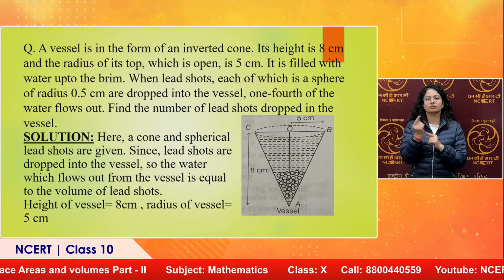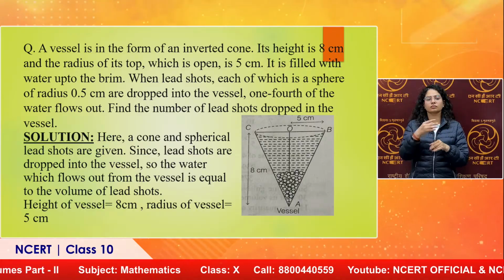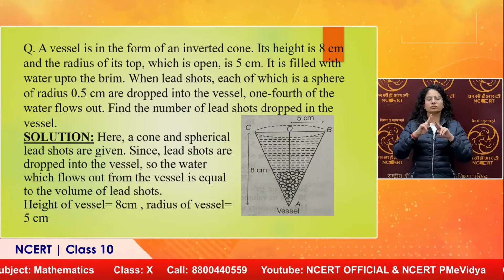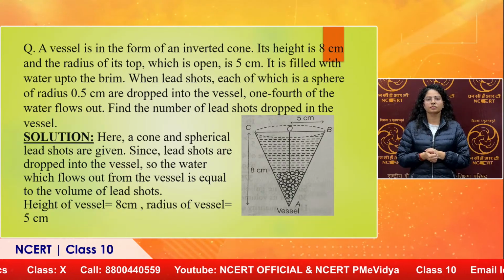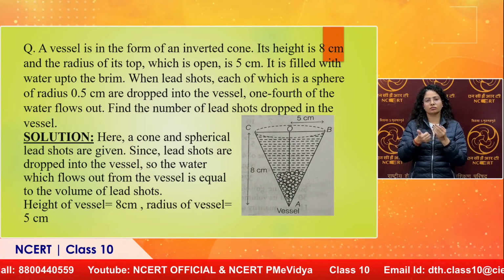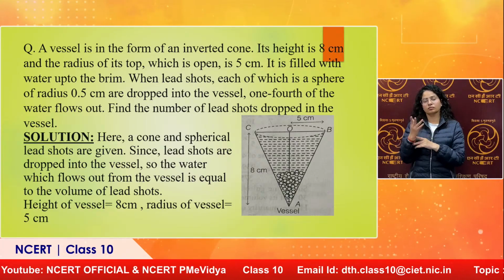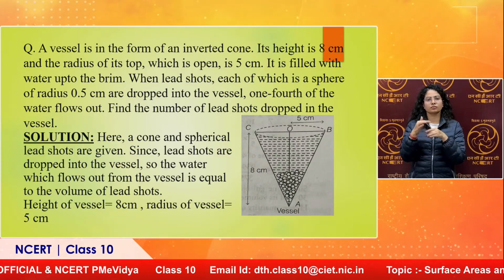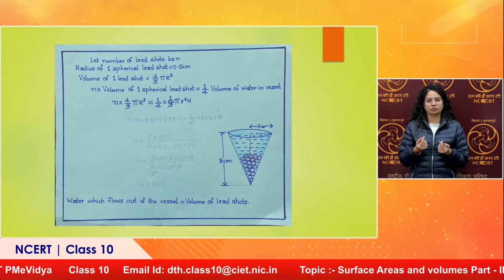First thing you must see that we have only 2 shapes involved here. What are they? Cone and spherical lead shot. So, I must know formulae of cone and formulae of spherical lead shot to calculate the volumes, obviously. Now, since lead shots are dropped into the vessel, the water which flows out from the vessel is equal to the volume of the lead shots. So, height of the vessel is 8 centimeters and radius of the vessel is 5 centimeters. Now, let us do the computations here.